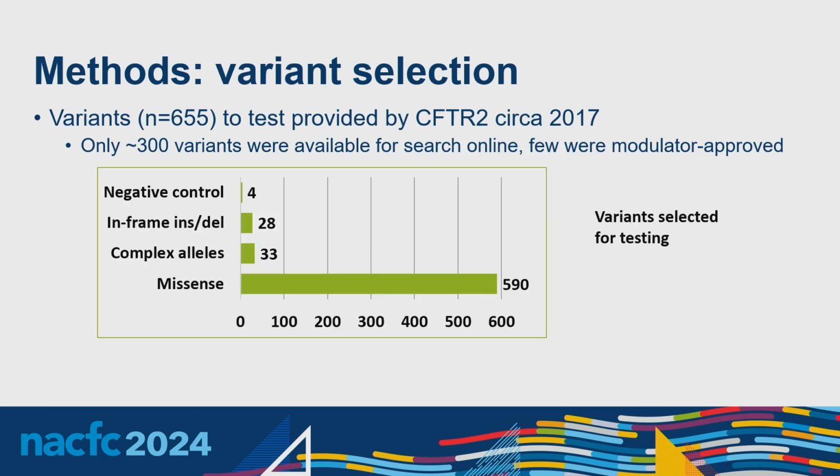So this is the breakdown of variant type on that 655 list. The vast majority of variants were missense, and again, those are amino acid substitutions where we really need to figure out what they're doing to the function of CFTR. We did have 33 complex alleles on the list. This is when you have 2 variants in cis, 2 variants in the same CFTR gene, 28 in-frame insertion deletion variants, and then 4 negative controls.